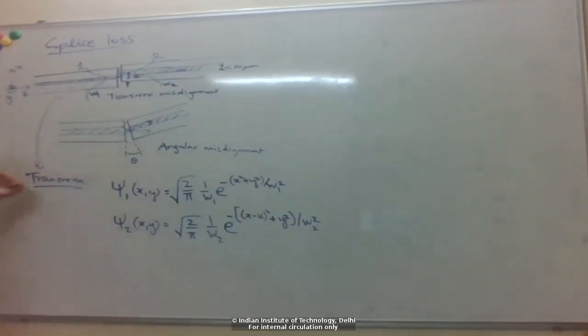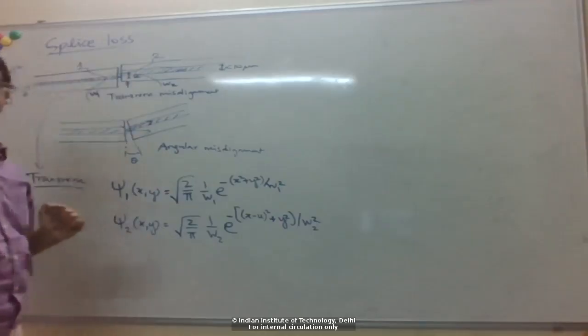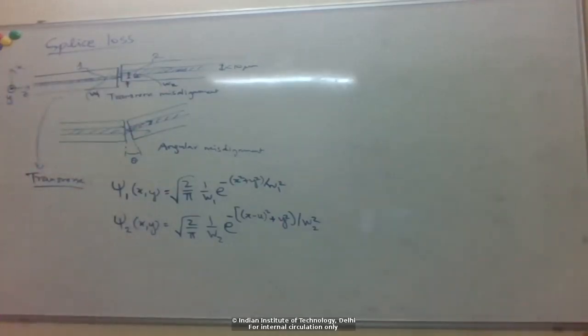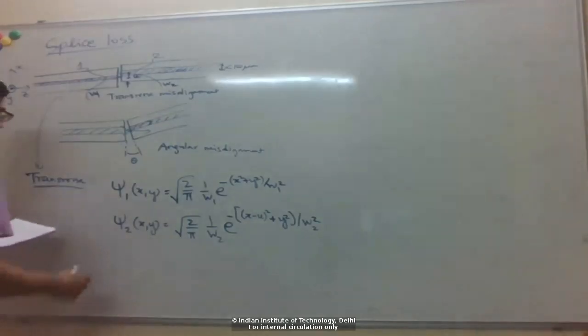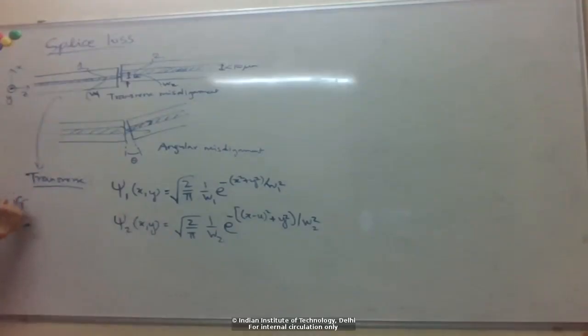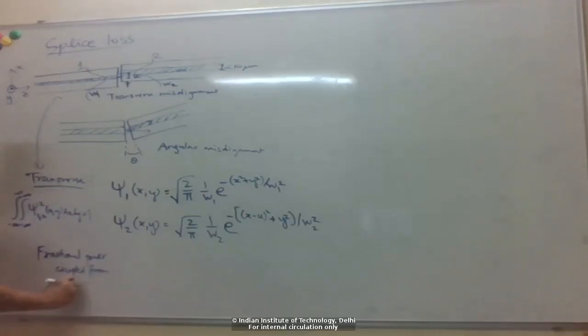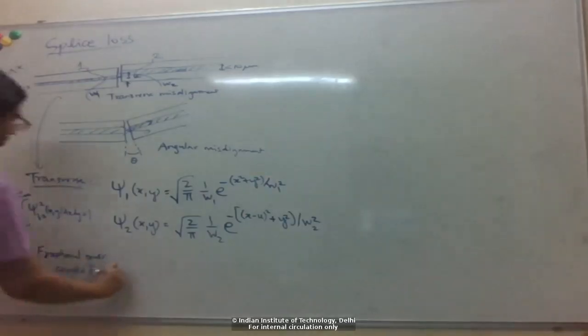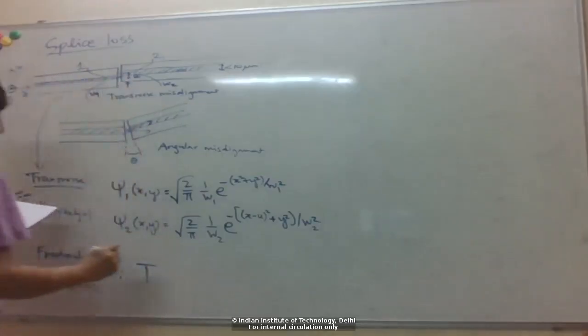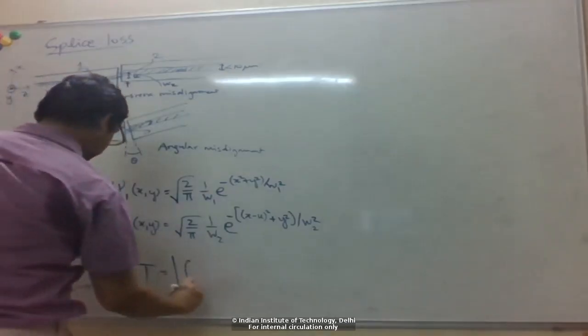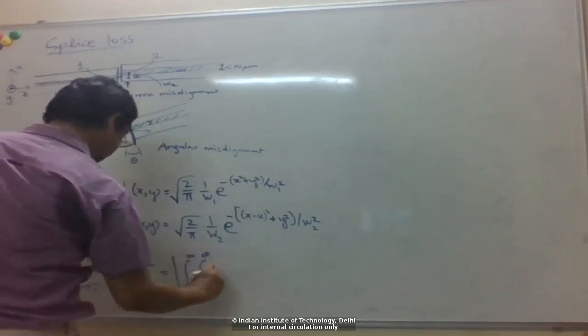Okay, and then how much power is coupled, say from 1 to 2, would depend on the overlap between these two again. These are normalized such that this integral is 1. So the fractional power which is coupled from, let's say, fiber 1 to fiber 2, or the transmission coefficient from here to here, is just the square of the mode overlap.